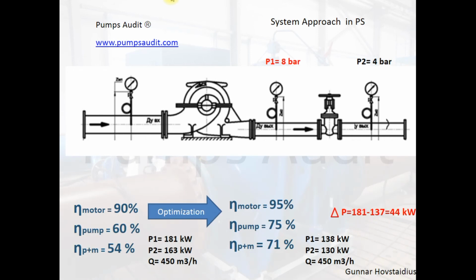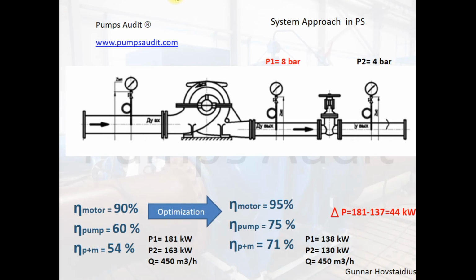Let's consider another example which illustrates the advantage of a system approach in pumping systems. We have a simple system with throttle control. The discharge pressure is 8 bars. The pressure after the control valve is 4 bars. We measure flow, pressure, and power and calculate the efficiency of the pump, 60%. The motor efficiency is 90%. The overall efficiency is 54%.